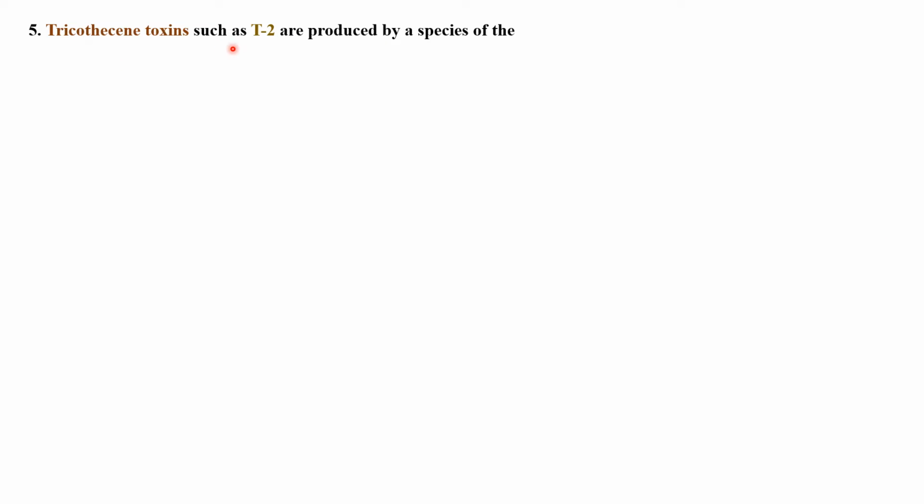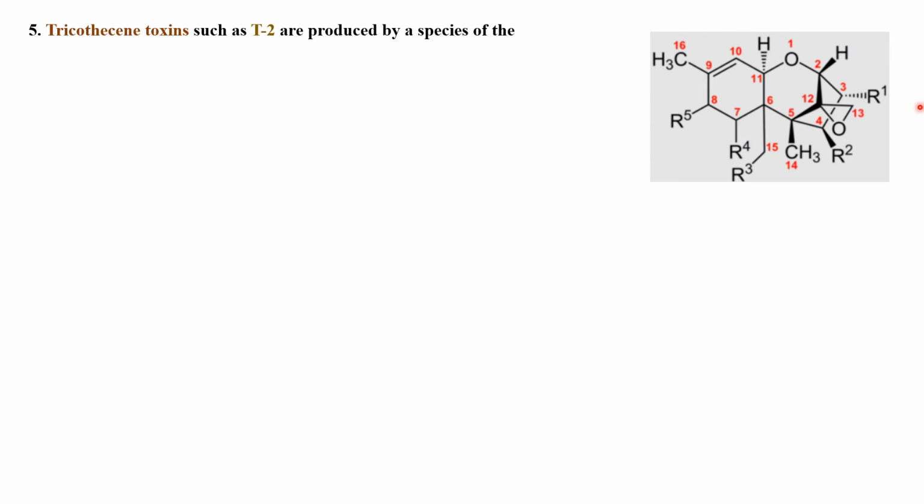Trichothecene toxins such as T2 are produced by a species of the. In this question we need to identify this particular toxin, trichothecene toxins, which is commonly known as T2, produced by which species? Okay, let's see what the options were.